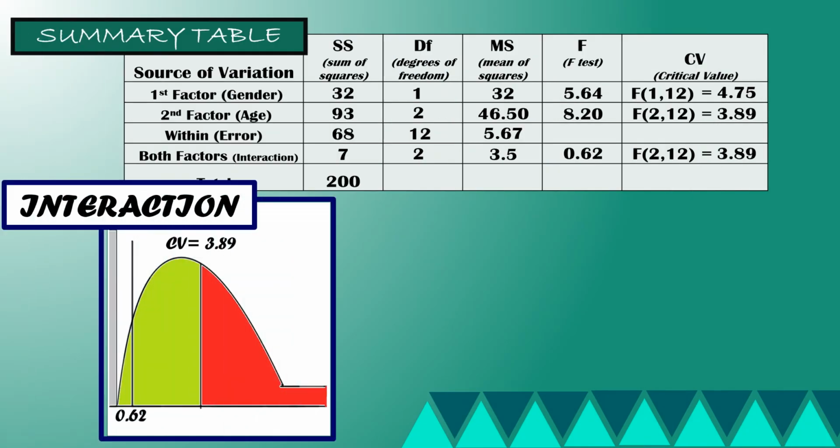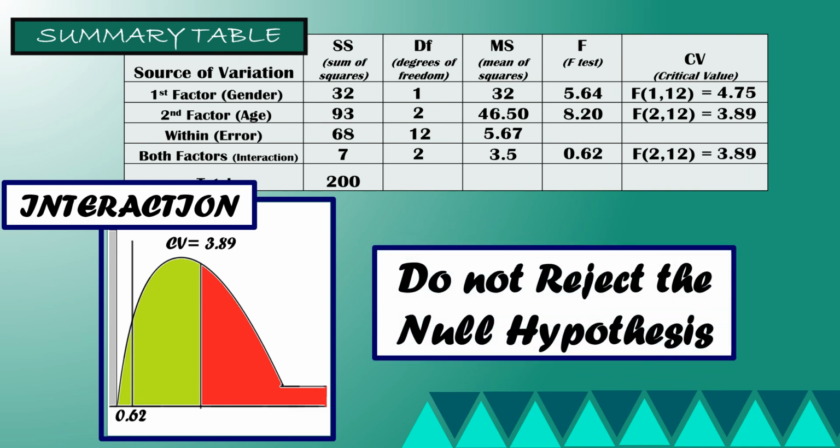And for the interaction, the critical value is equal to 3.89 and the F-test is equal to 0.62. We can see that it does not fall in the critical region. So the decision is to not reject the null hypothesis.